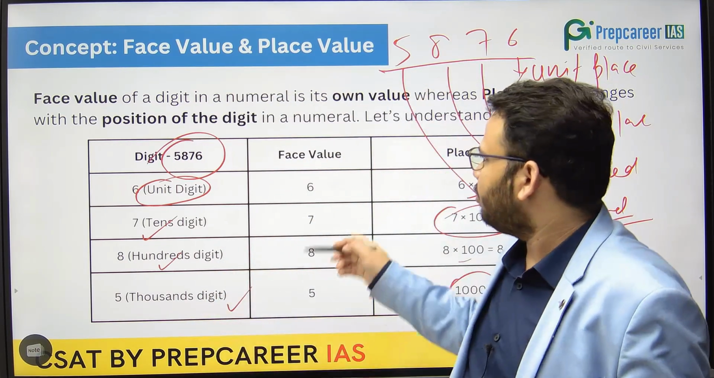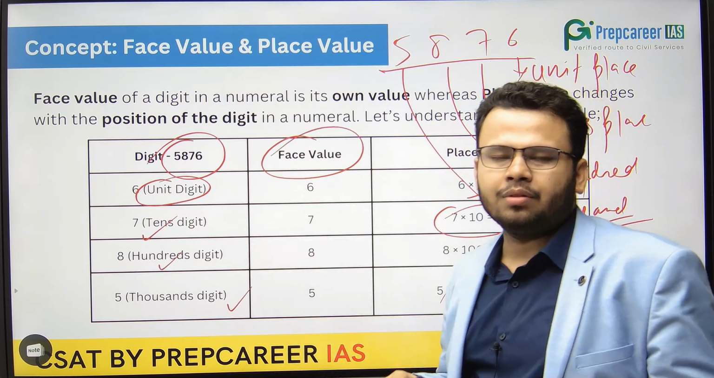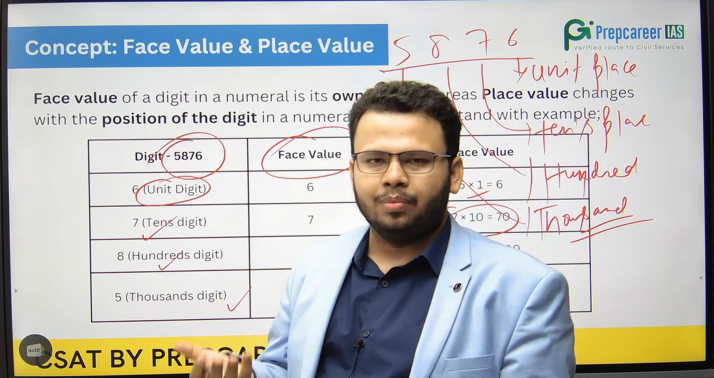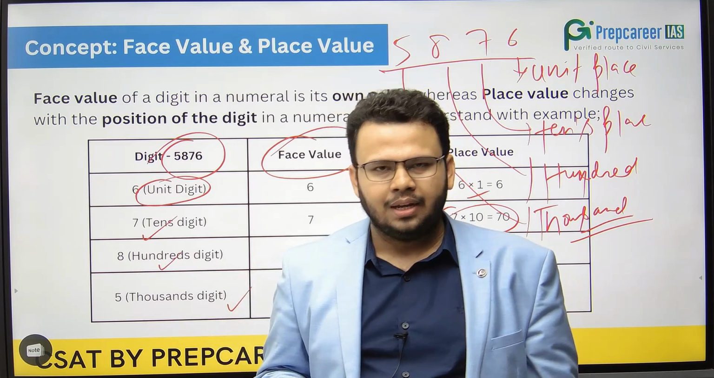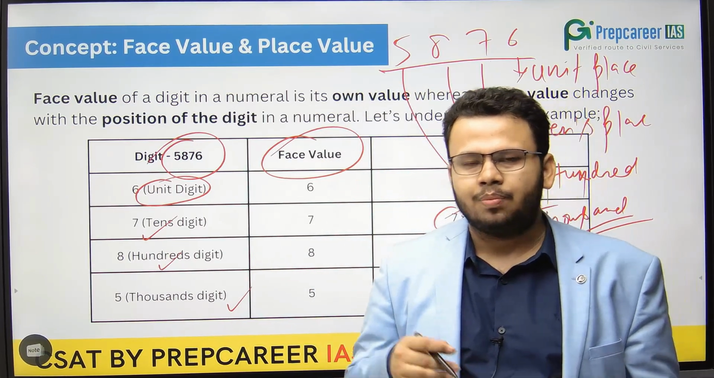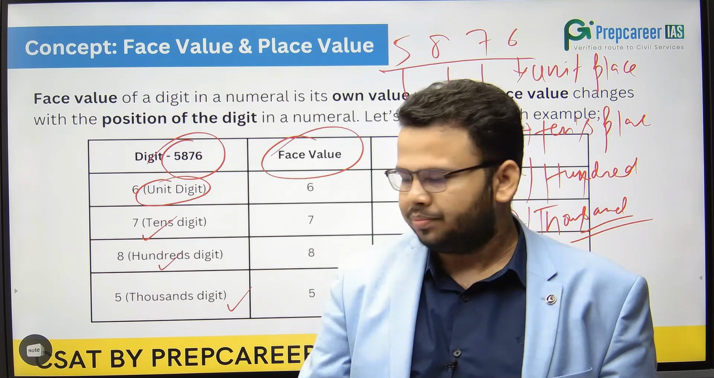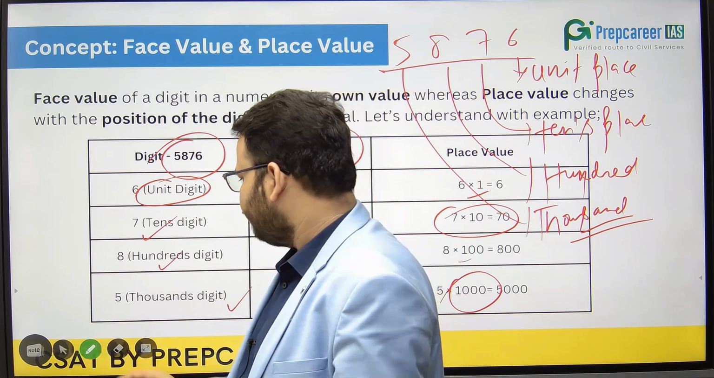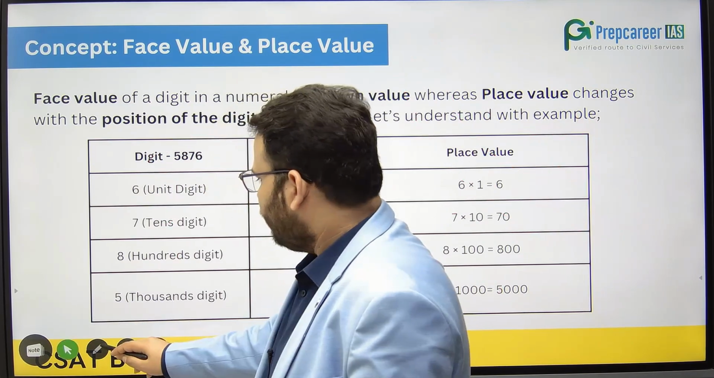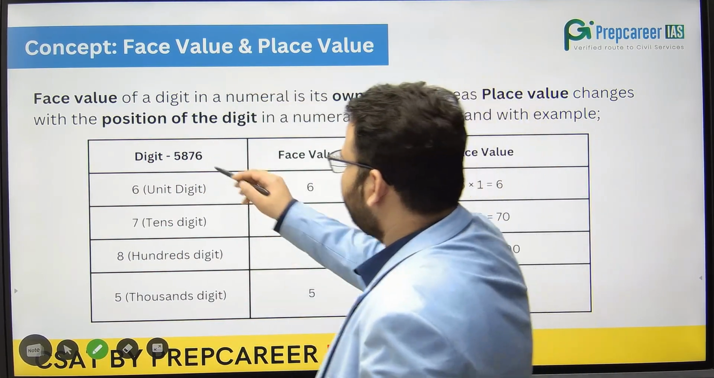But what about the face value? The face value of a digit in any number is going to be the same. It doesn't change. But as far as the place value is concerned, it depends on the position of that digit. To make it more simple for you, let us take this number only.